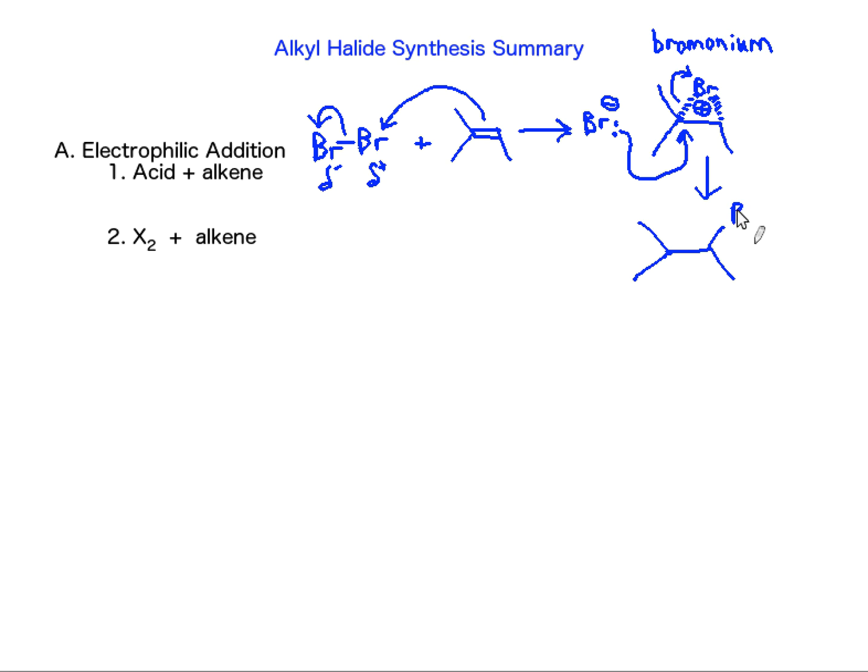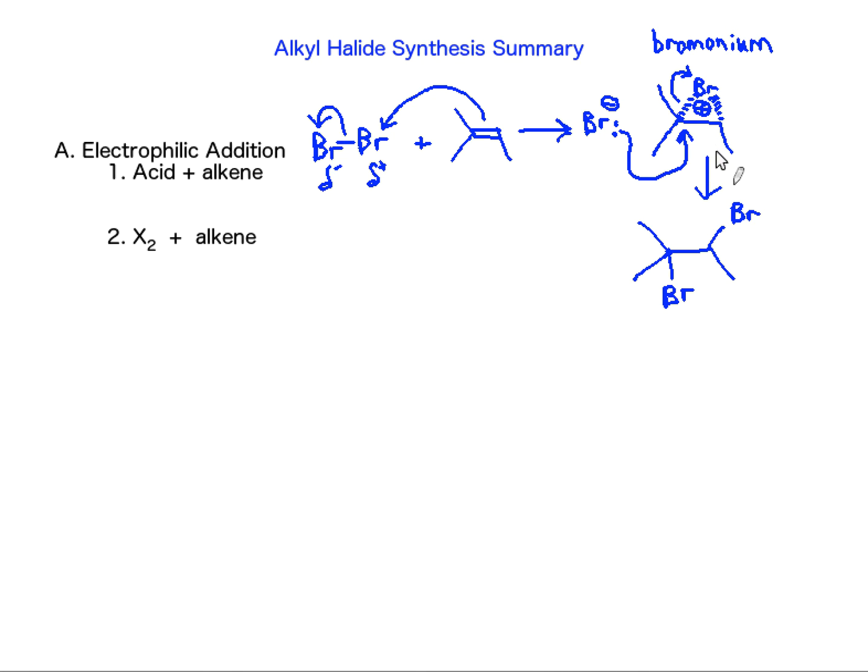First bromine is attached to that carbon. Our second bromine came in with this set of arrows at the more highly substituted carbon, and we end up with our dihalide.